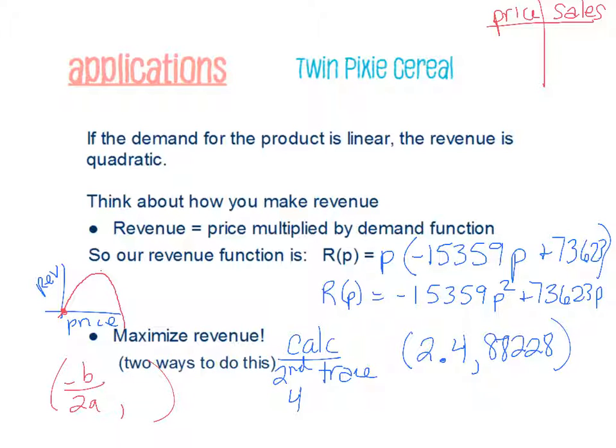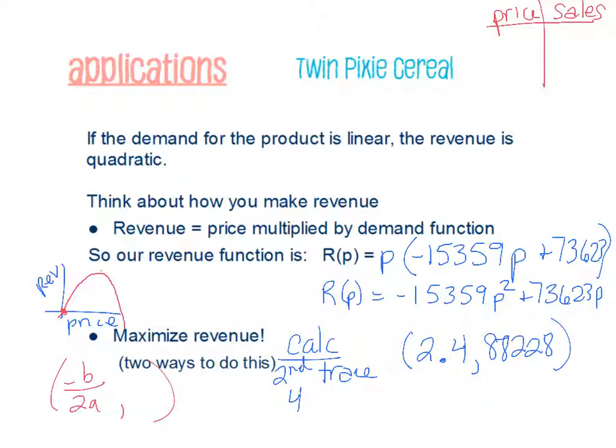But my bigger question is, do you know what you just figured out? Do you know what this means? Officially, you should always be writing me a sentence that explains what just happened there. What is this 2.4? Well, that's your X, or your P, so that's the price. That's what we need to charge for the cereal, $2.40. This is your Y, or your R, that's your revenue.